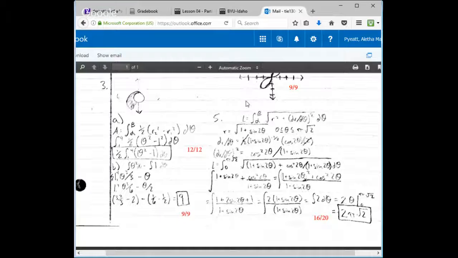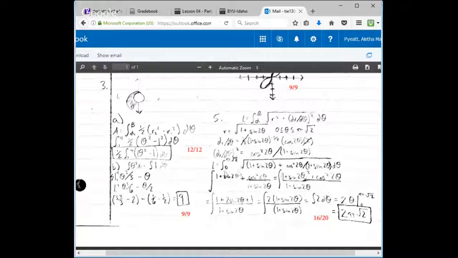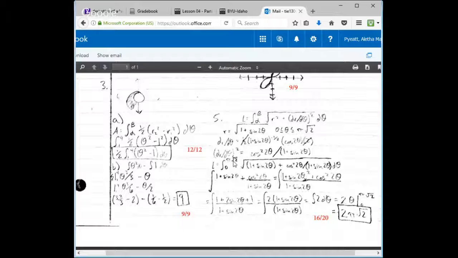Should we try working through 5 together and see if we can figure out where we both messed up? Yeah. So first of all, let's see if we got the same thing for the integral. This is my integral. The length equals the integral from 0 to pi of the square root of 1 plus sine 2 theta plus cosine squared 2 theta over 1 plus sine 2 theta.